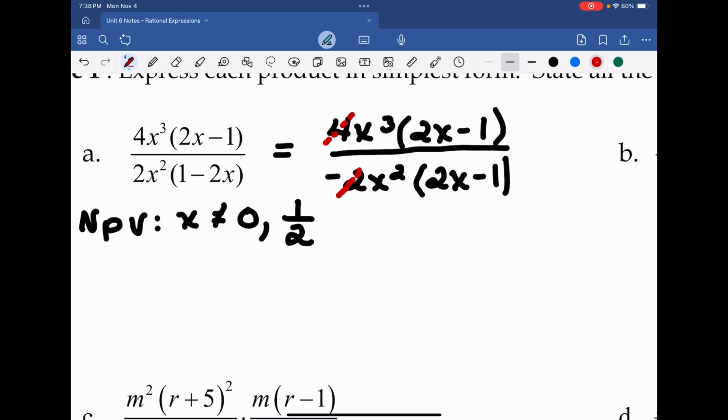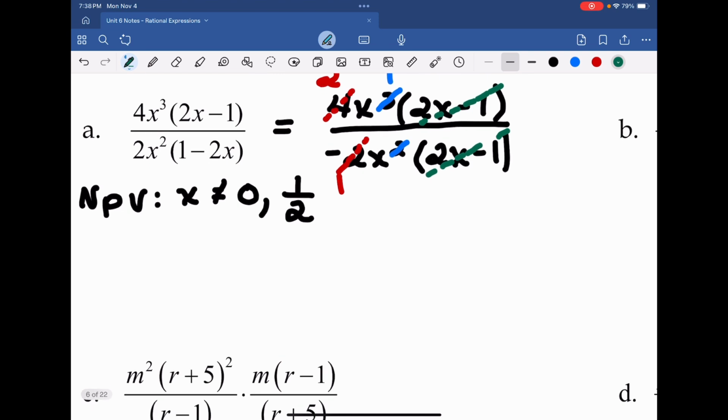So 4 over 2, I can cancel these out. This is going to become 2 over 1. There we go. I'll use a different color for my x's. I can cancel out my x's, and more specifically, I can cancel out 3 and 2 and write this, instead of 3, as 1, because we're going to cancel out 2 of those x's. And then lastly, I'm going to get rid of these 2x minus 1s, because I see them as a common binomial. Therefore, this is going to be the following.